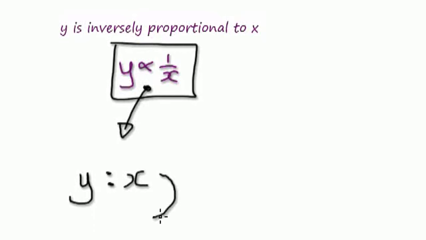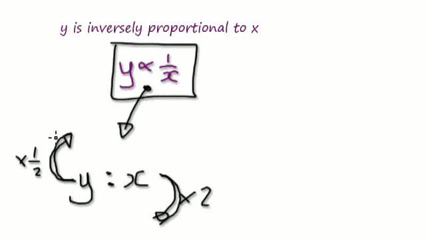Now, if you times this by 2, if you double x, then y will have to be halved. So if you times this by 2, then you've got to divide this by 2, or you can visualize it as this, timesing a half.